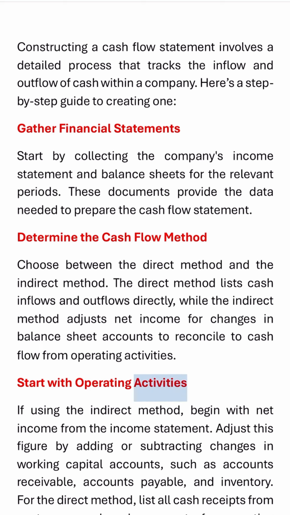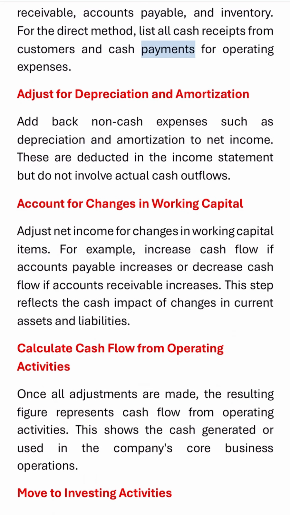Start with operating activities. If using the indirect method, begin with net income from the income statement. Adjust this figure by adding or subtracting changes in working capital accounts, such as accounts receivable, accounts payable, and inventory. For the direct method, list all cash receipts from customers and cash payments for operating expenses.